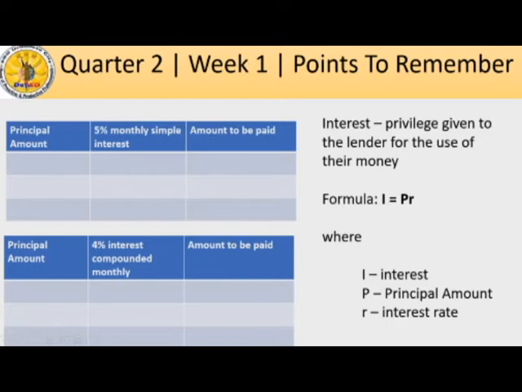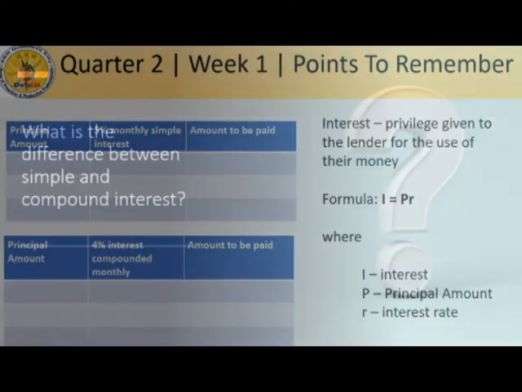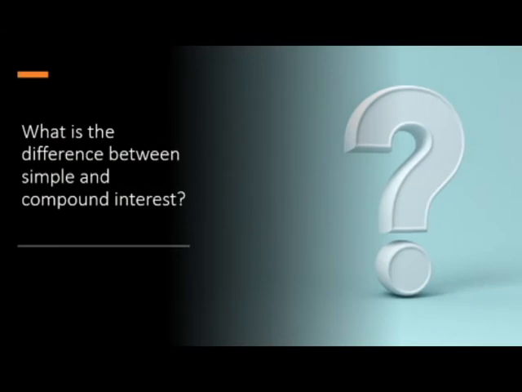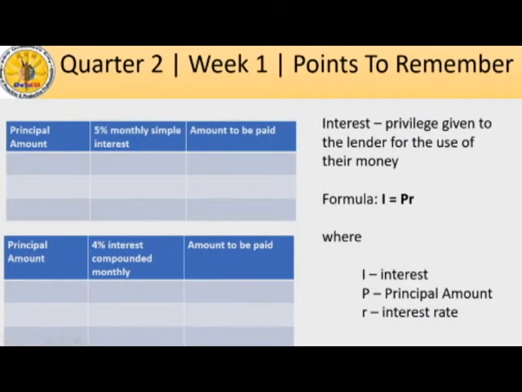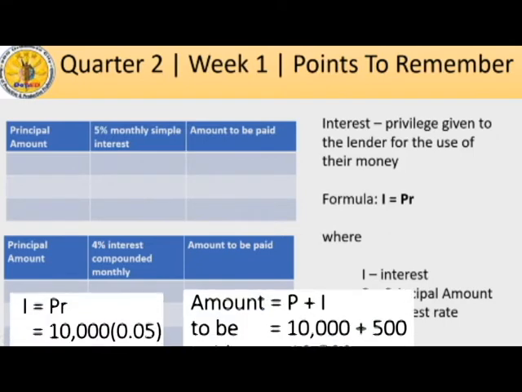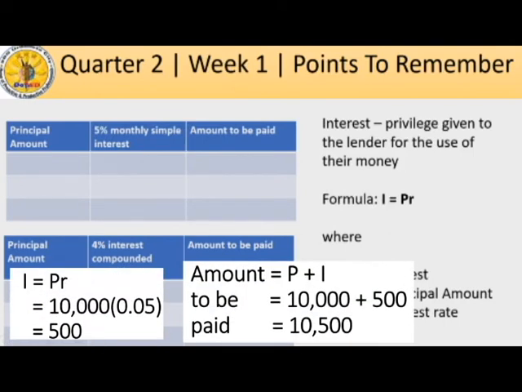The key difference between the two offers is that the first offer has a simple interest. On the other hand, the second offer has a compound interest. Now, to distinguish the difference between the two, let us help Mr. Santos decide where he would borrow money. Let's start computing the interest for the first offer. As stated earlier, interest is equal to the principal amount, which is 10,000, multiplied by the interest rate of 0.05.